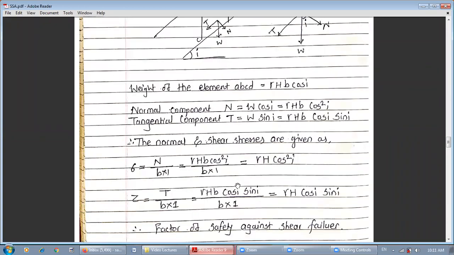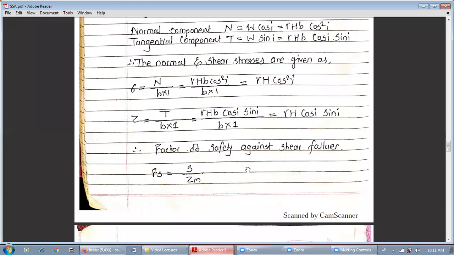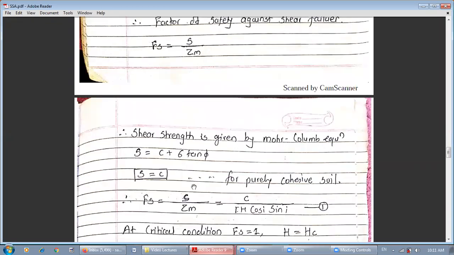Now normal stress is again the same: gamma h cos square i. Shear stress is the tangential component divided by area, so we get gamma h cos i sin i. Then we know the equation for factor of safety, again for shear failure: the ratio of shear strength to the mobilized shear stress. Then we know the equation for shear strength, S equals c plus sigma tan phi. Here we have some changes, as the previous equation is for cohesionless soil and this equation is for purely cohesive soil.